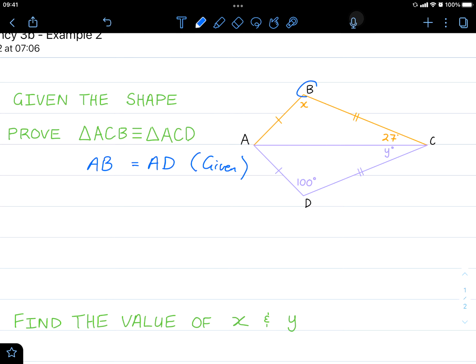In the exact same way, BC, so this side here, is equal to DC. And once again, because that marking is given to us, we can just say that is given information.